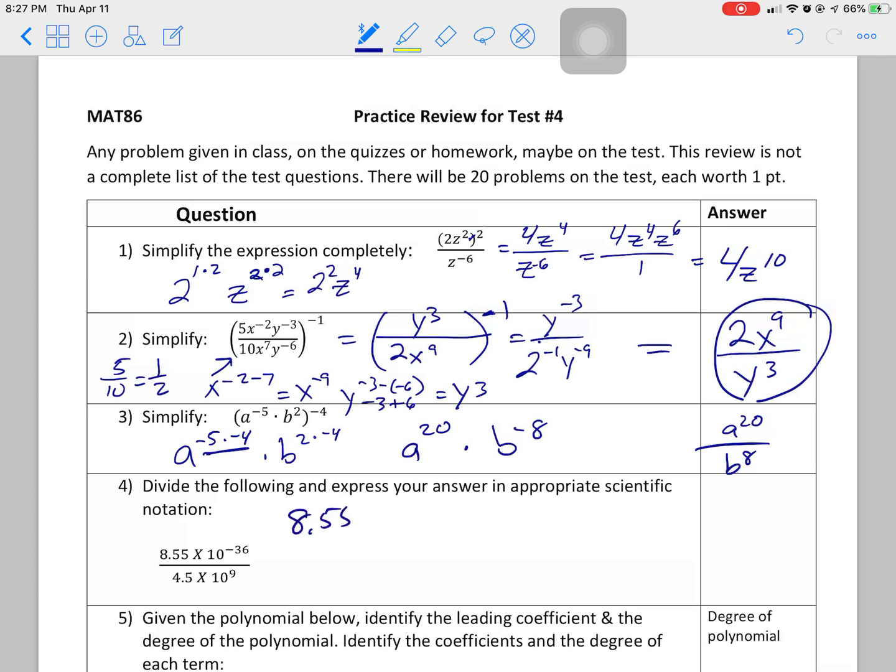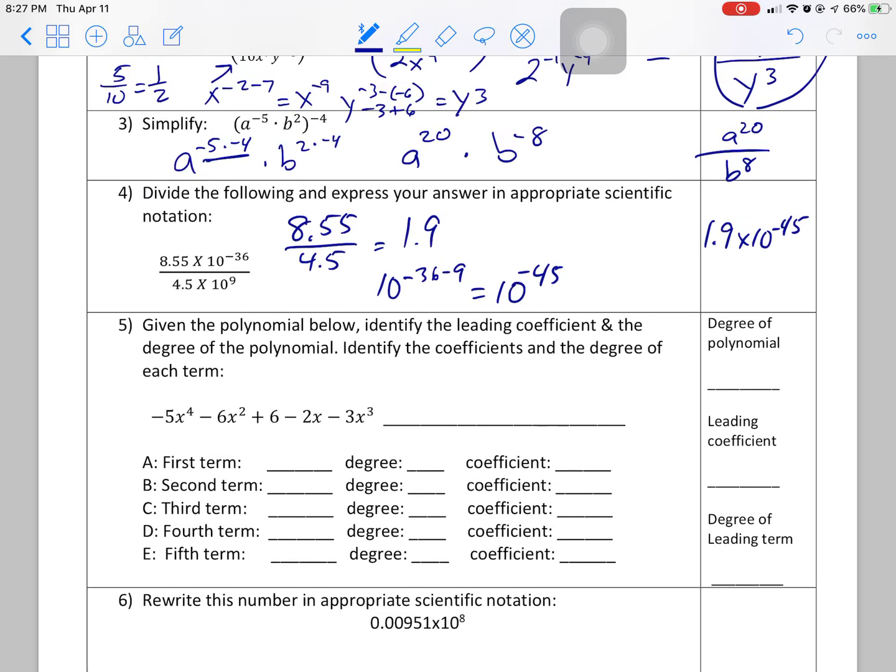All right, scientific notation. Do this first. Put that in your calculator. 8.55 divided by 4.9 gives you 1.9. And then 10 to the negative 36 minus 9 gives you 10 to the negative 45. So this is 1.9 times 10 to the negative 45. I think that's the best way to do that one.